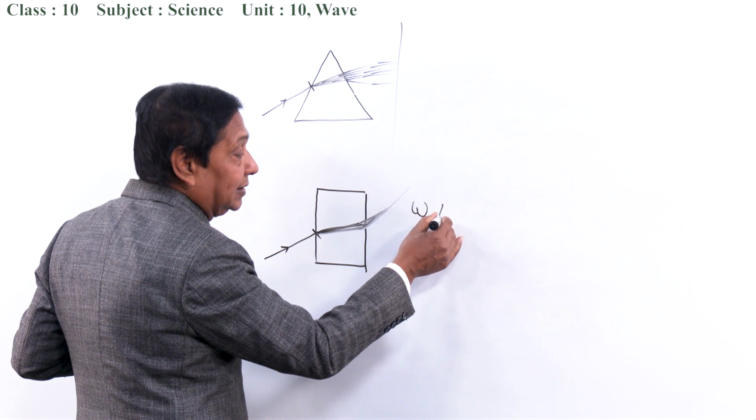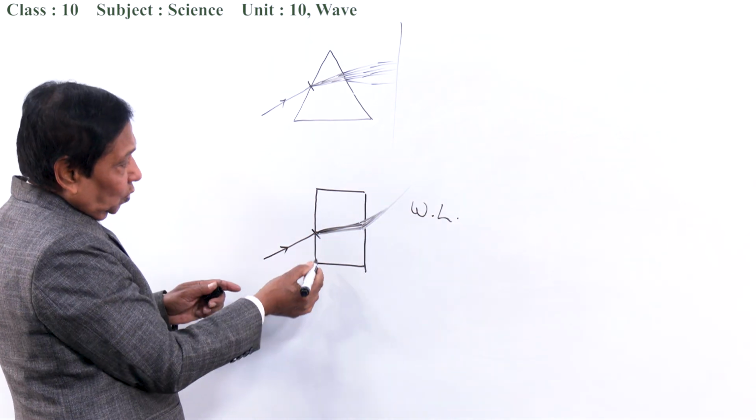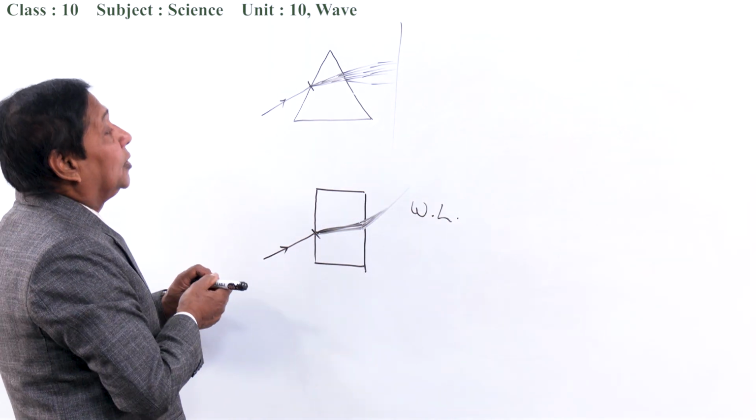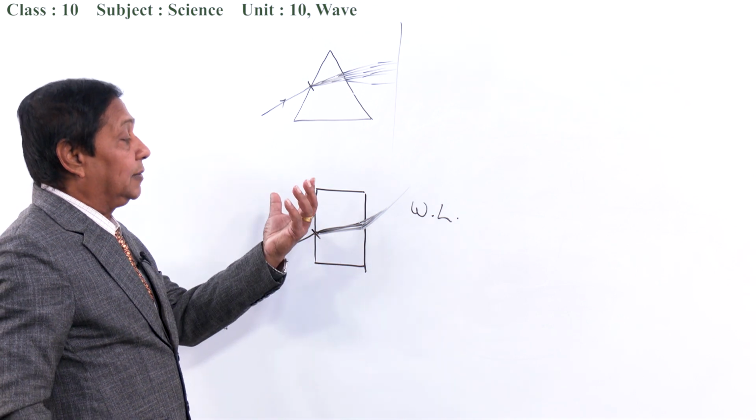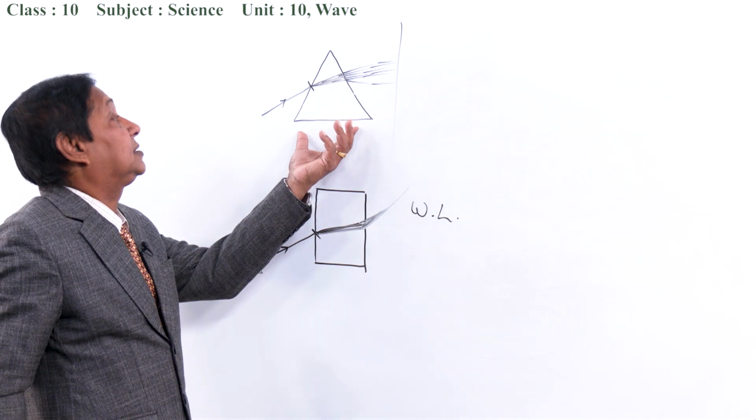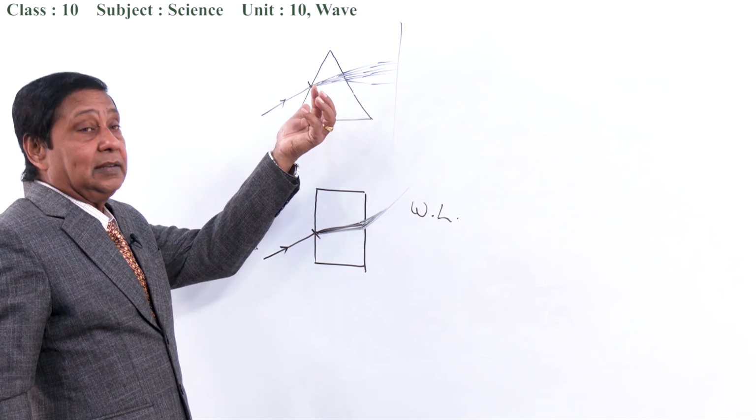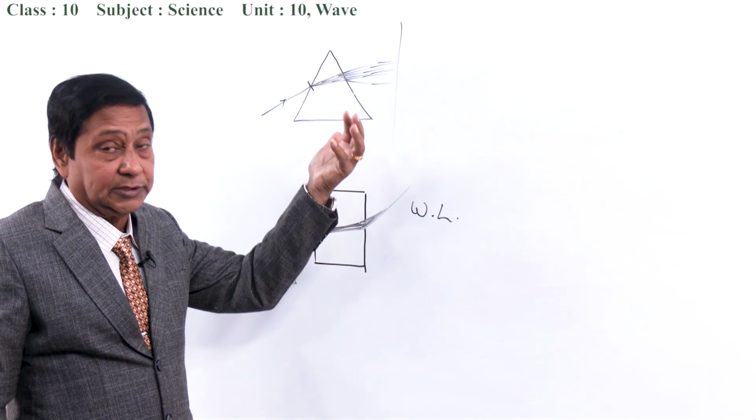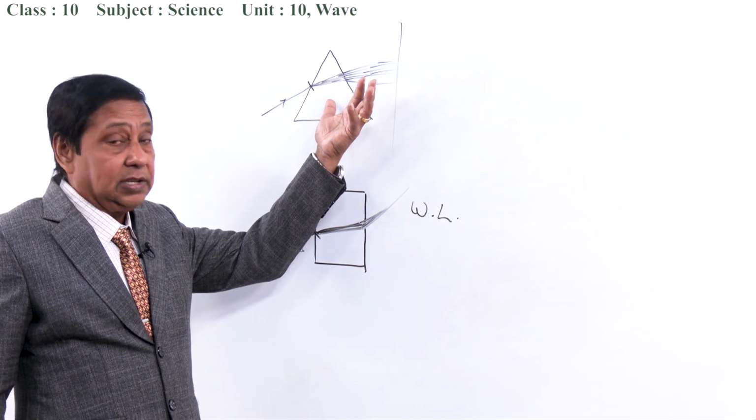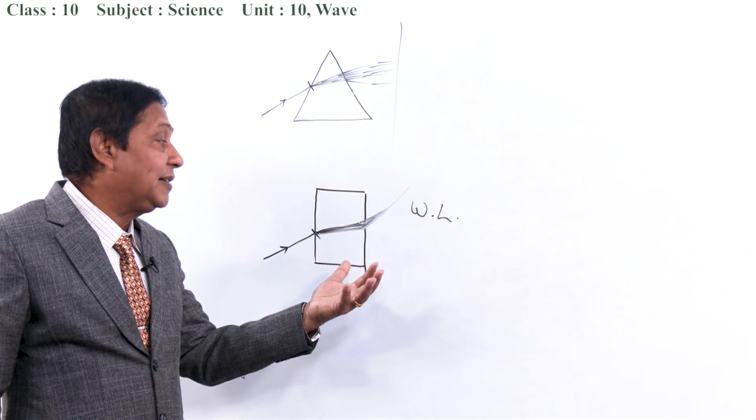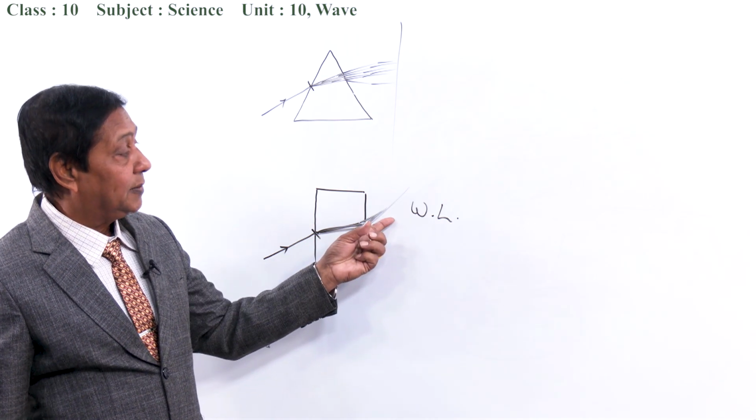Again white light forms. This way the dispersion cannot be seen in case of this glass slab, but the dispersion can be seen in this prism. Dispersion can be seen in a prism, not in a glass slab, because recombination of light forms white light again.